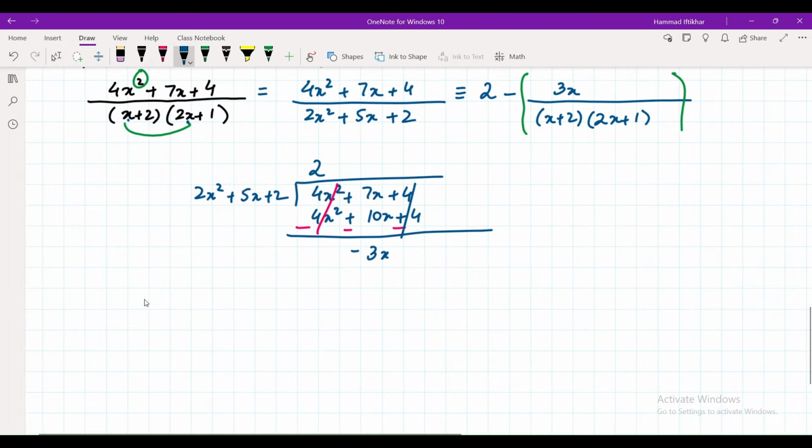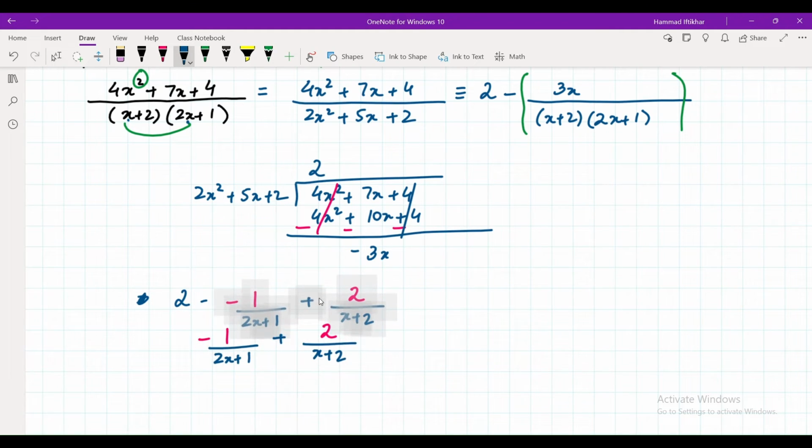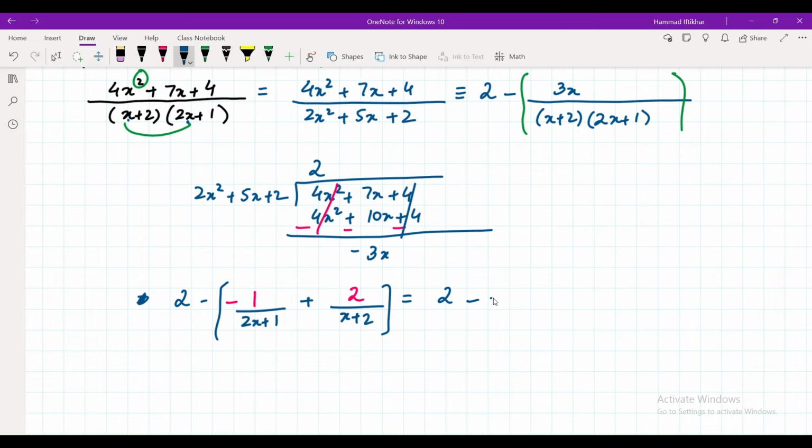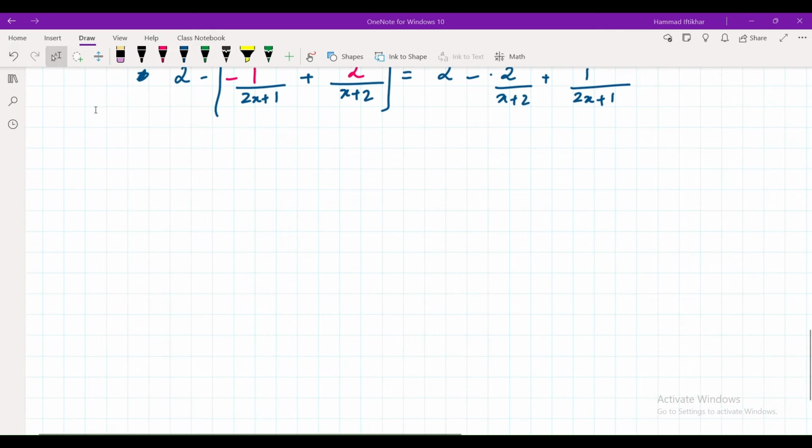So this entire thing would decompose into 2 minus, since we had this. So that's it. And this could further simplify to 2 minus 2x plus 2 plus 1 over 2x plus 1. That's it. That's your decomposition, partial fractions. Now let's see the other cases also.